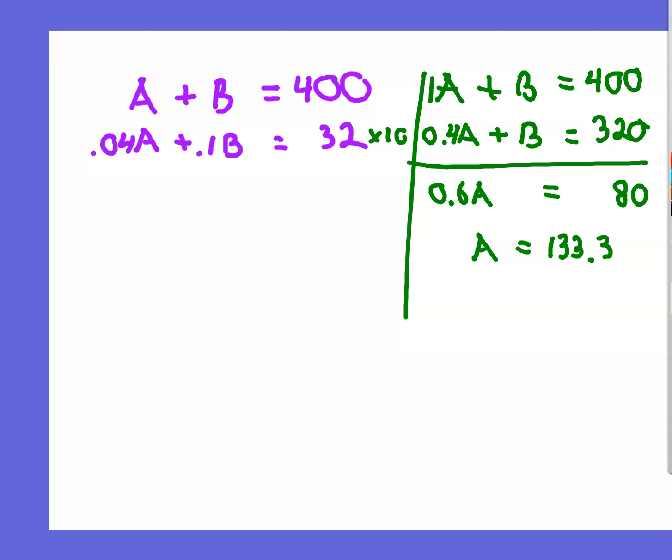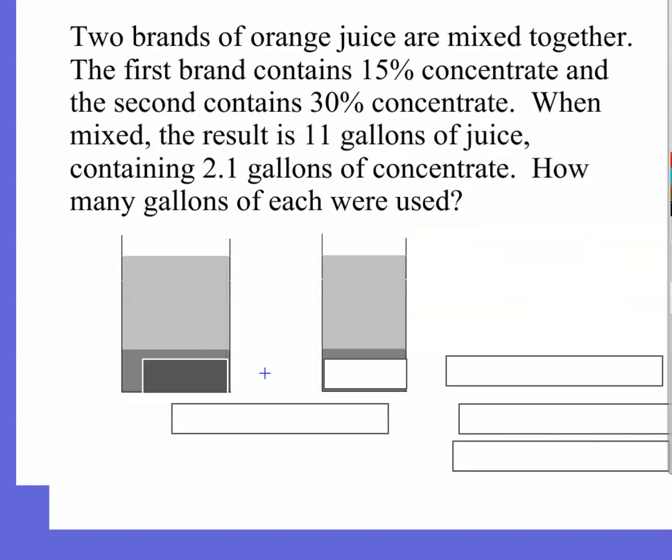And the great thing is, now that I know A, and I know that A and B have to add up to 400, I can just subtract to get B. So B is going to be whatever 400 minus 133.3 is, and that's going to be 266.7, I'm pretty sure. Yep, 266.7. So now we found out what A and B are. This looks pretty complicated, but as you practice this a little more, you're going to have it down perfectly well.